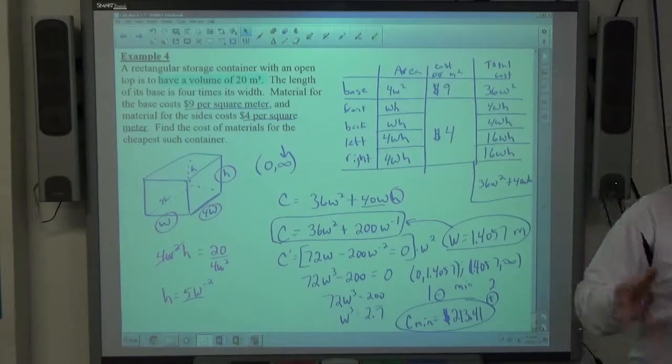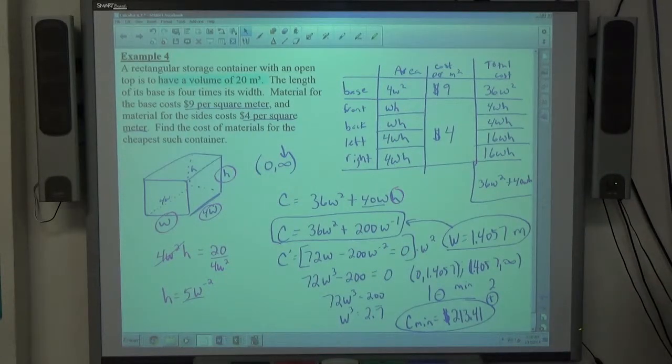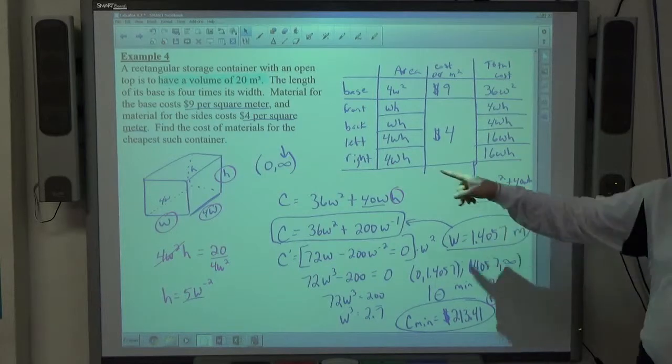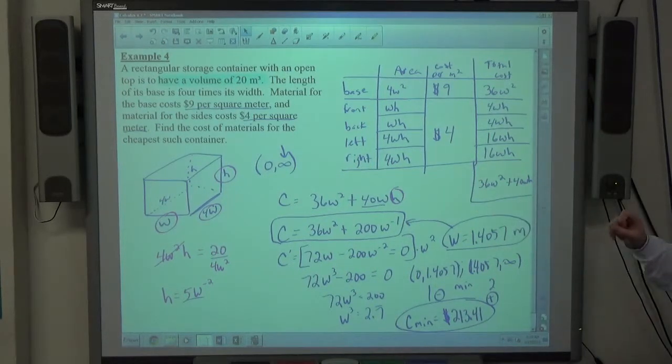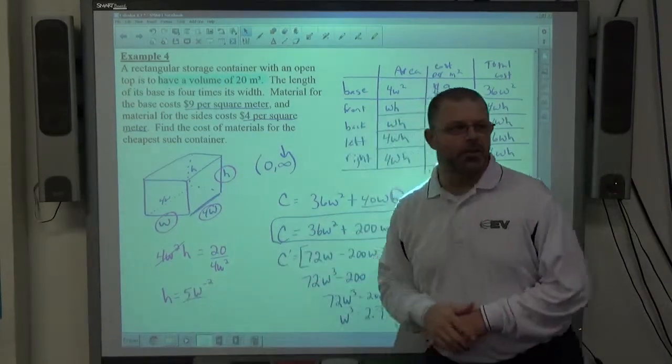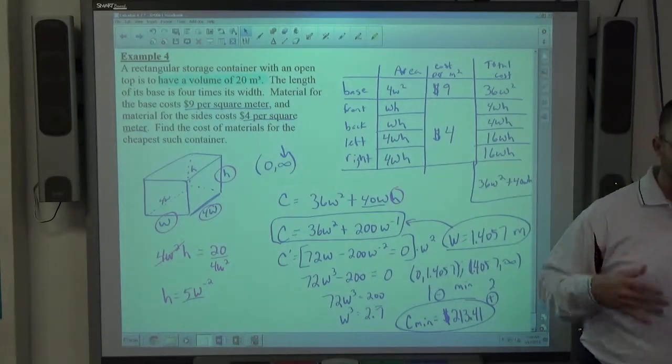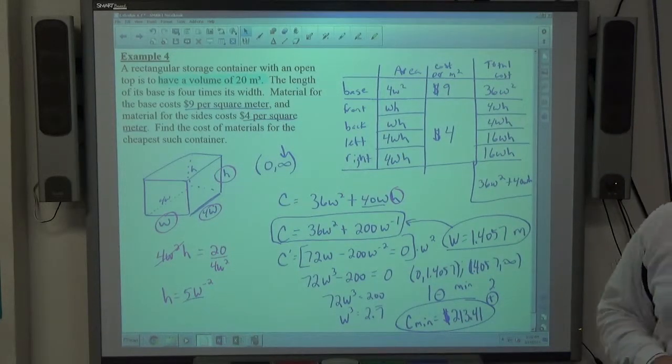So anyway, just keep that in mind that you got to be careful that you answer the question. If it said find the dimensions of the cheapest such container, now we want the length, width, and height. You've already found the width. Multiply by 4 to get the length, and do 5 times W to the negative second to get the height. So again, it depends on what they're asking you to do.